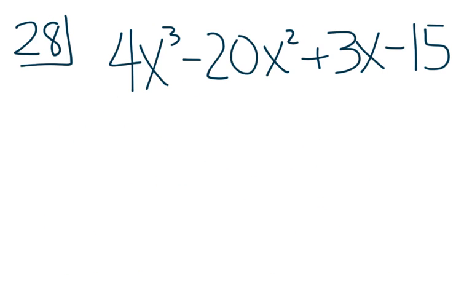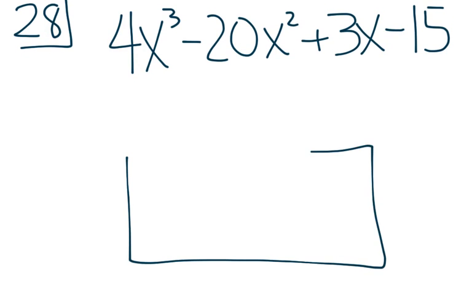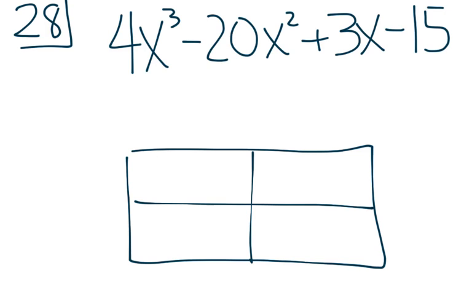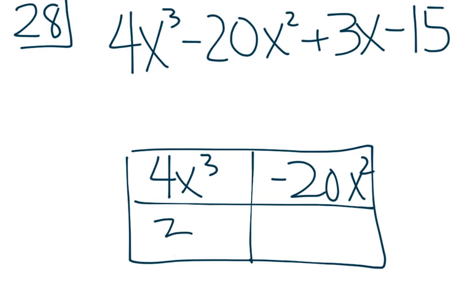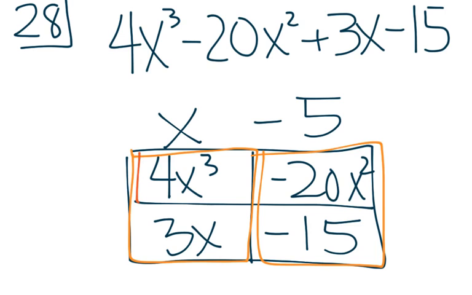Last one, 4x cubed minus 20x squared plus 3x minus 15. As you can see, we already have 4 terms, so we can just go straight to making our box. So we have 4x to the third, minus 20x squared, 3x, minus 15. Going down, 4x to the third and 3x, they just have an x in common. If we look at our second column, we have negative 20x squared and negative 15, and they have a negative 5 in common. Now going across, 4x to the third and negative 20x squared, they have 4x squared in common.